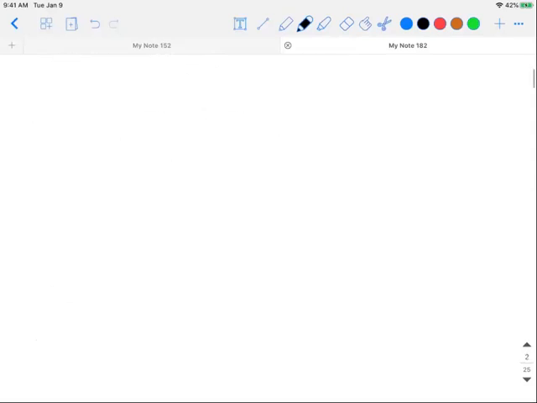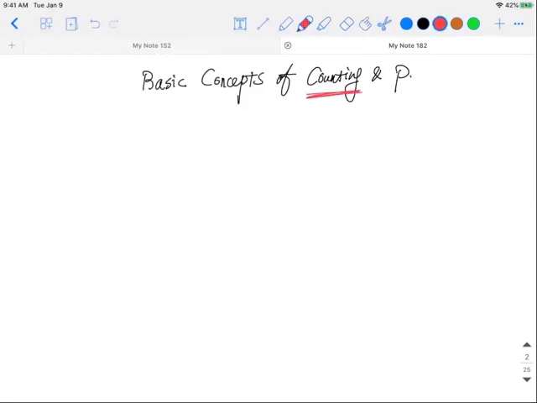We're going to talk about the basic concepts of counting and probability. All right, counting and probability. I think the name really speaks for itself. The number one important thing is you need to know how to count, right? We're going to start with counting.